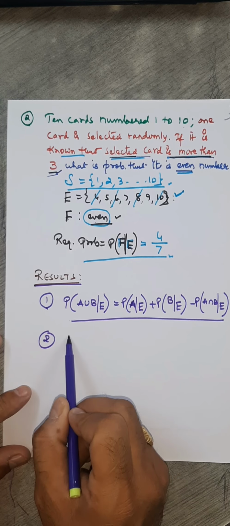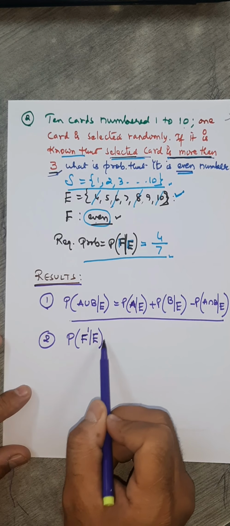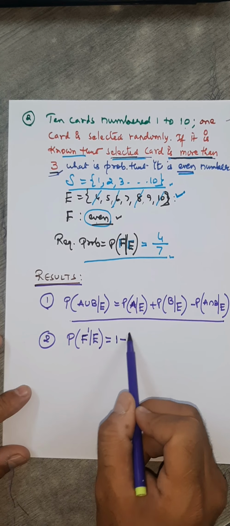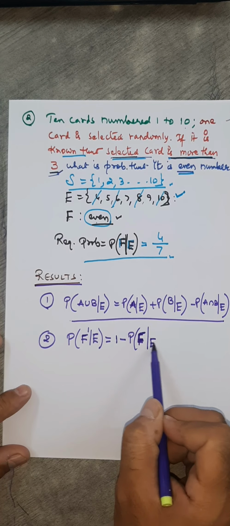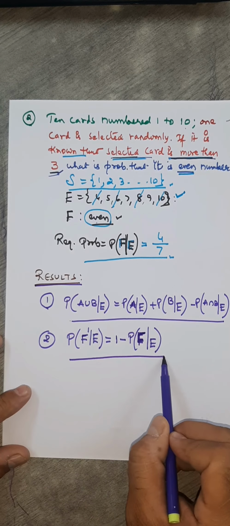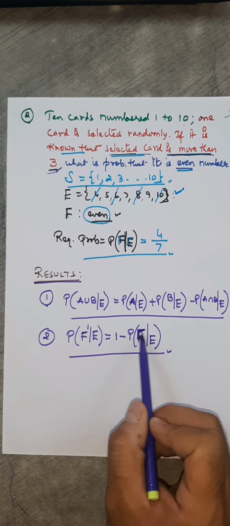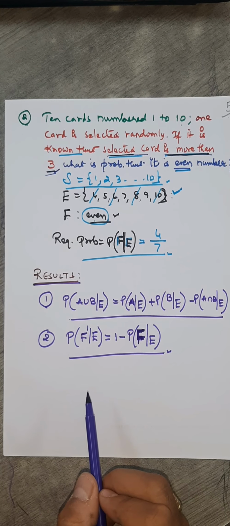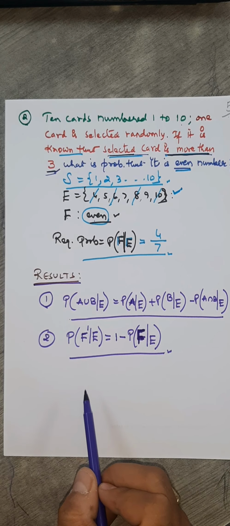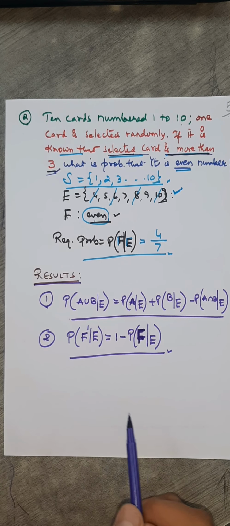Second one, that is probability of F dash given the event E, the complementary event, which is 1 minus probability of F given the event E. Same as what we stated in the beginning. So we have 2 simple results. Probability of F dash given the event E is 1 minus probability of F given the event E. Now I think with this we can solve the next exercise. So we'll go to exercise 13.1.